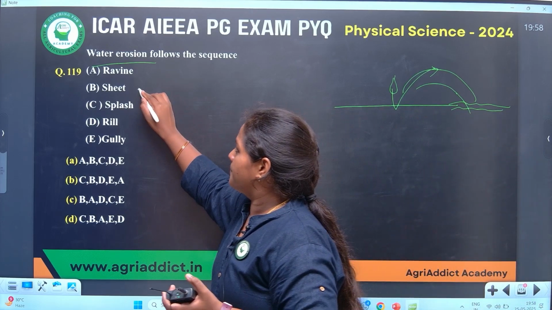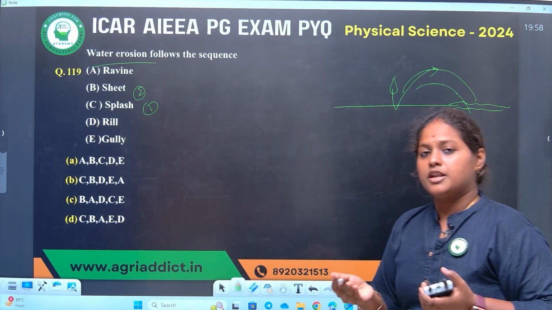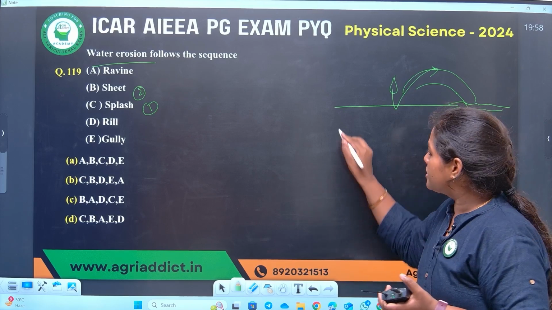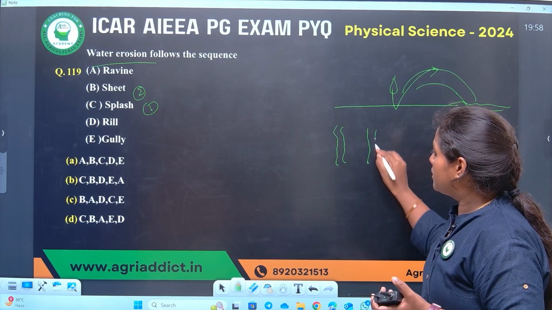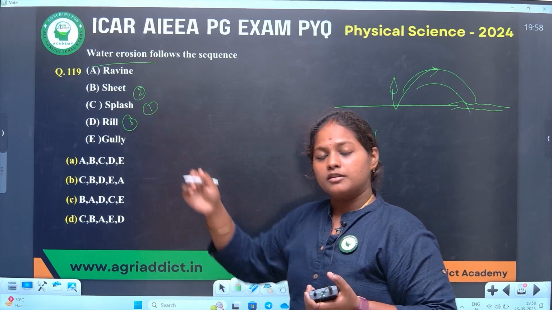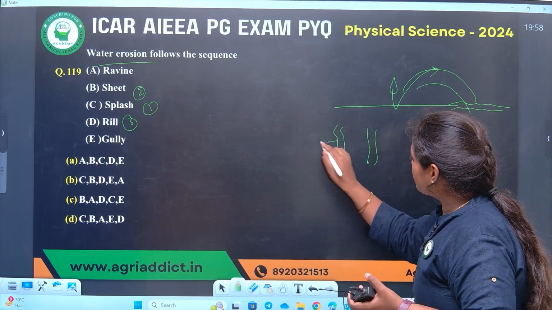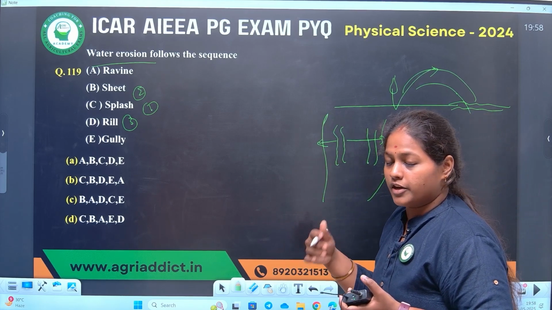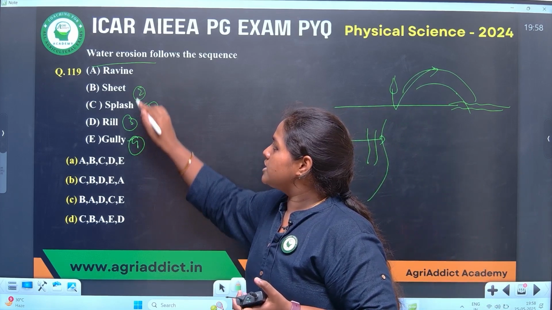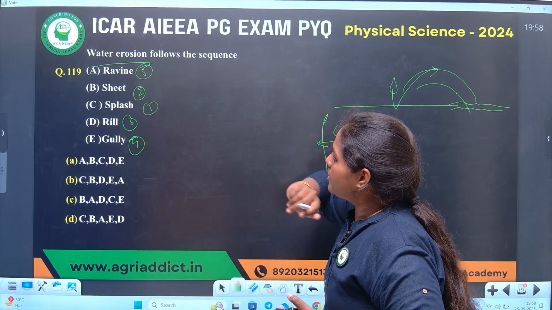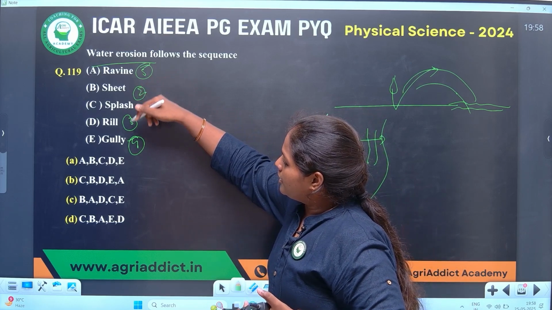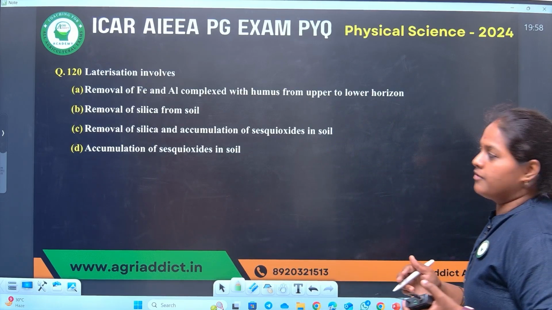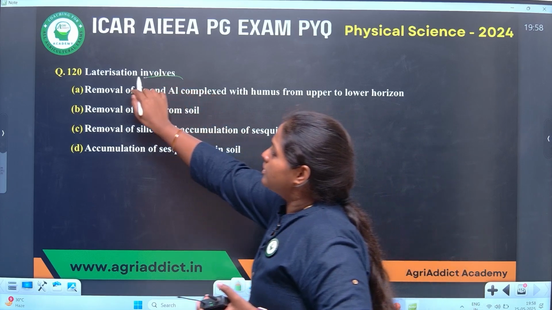This is second stage. After that sheet formation also, if water is still coming more, then small finger sized rills will be formed in the soil. Third stage is rill erosion. When the water input is still more, these rills will increase in their width, forming big gullies, which is difficult to manage. So 4, and last stage is ravine erosion. What is the sequence now? C, B, D, E, A. Option B.